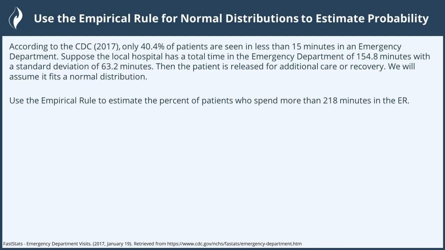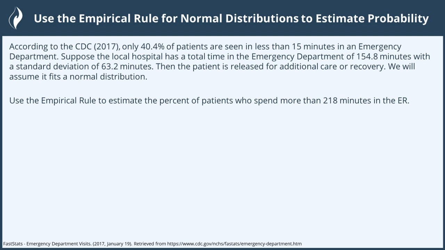Suppose the local hospital has a total time in the emergency department of 154.8 minutes with a standard deviation of 63.2 minutes. Then the patient is released for additional care or recovery. We will assume it fits a normal distribution. Use the empirical rule to estimate the percent of patients who spend more than 218 minutes in the ER.